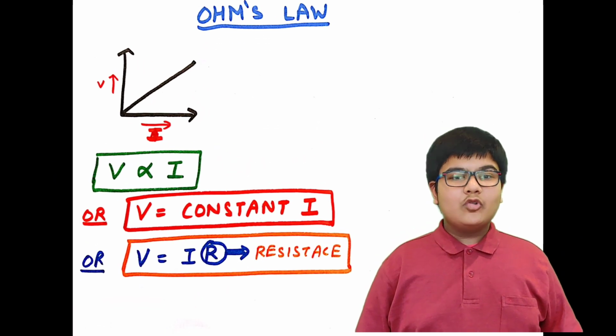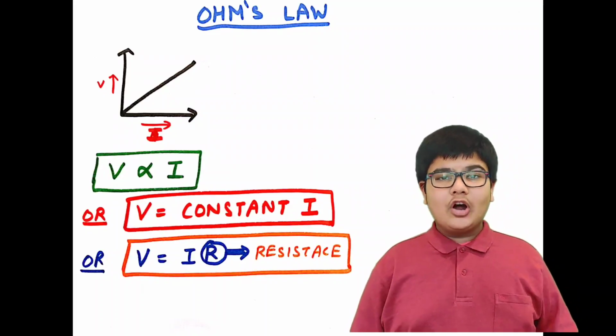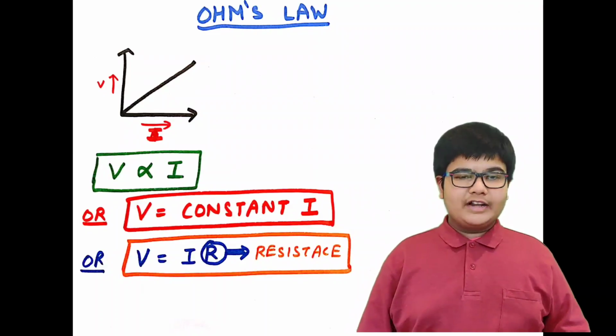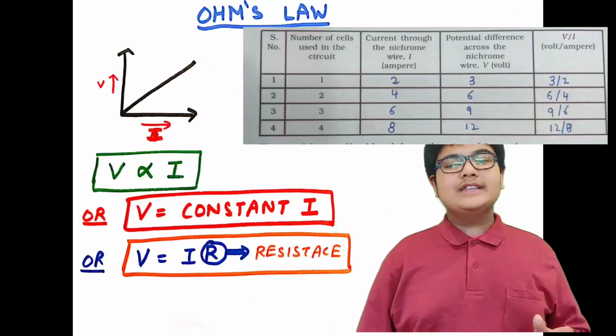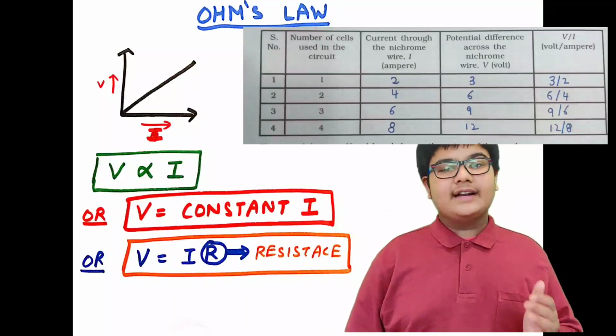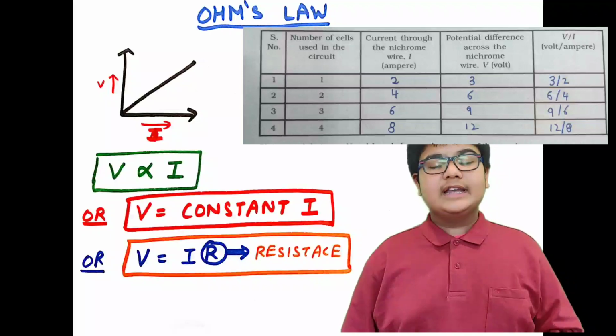Now we will understand Ohm's law. It was given by George Simon Ohm. So what he did was that he made a circuit by using a single cell, and he recorded the current in the circuit by using an ammeter.